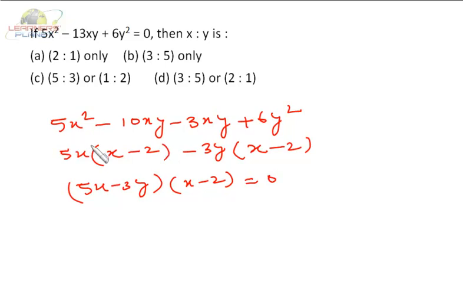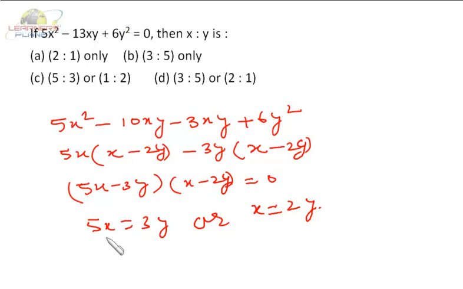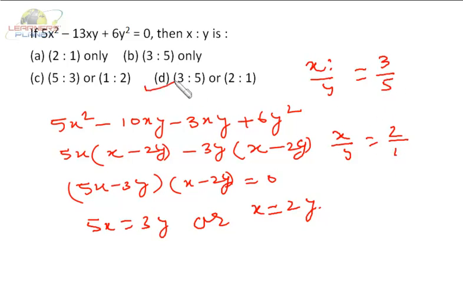I'm sorry, it must be y over here. So x minus 2y. So either 5x minus 3y is 0 or x minus 2y is 0. That means either 5x is equal to 3y or x is equal to 2y. That means x by y will be 3 by 5 or x by y will be 2 by 1. Okay. So x by y is 3 by 5 or 2 by 1. Okay friends.